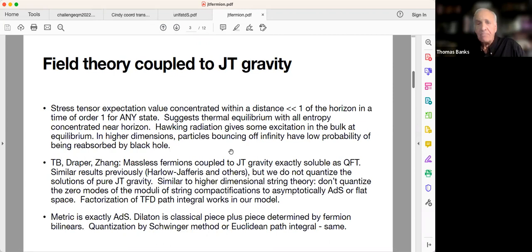So if I have even outward moving stress energy, it bounces off the boundary at infinity. And in a time of order one, it comes back to within a distance much, much less than one from the horizon. It never quite gets to the horizon. This is the familiar redshifting of anything that goes near a horizon. All frequencies start to go to zero.